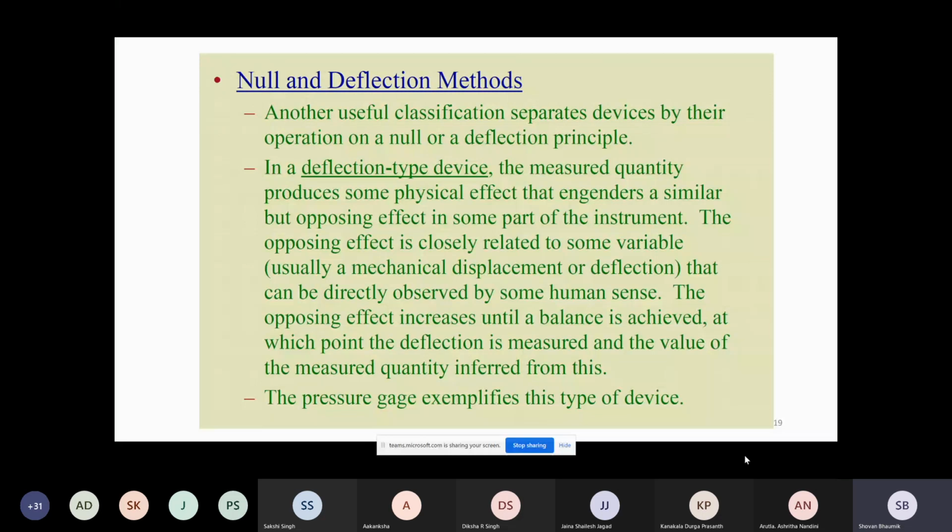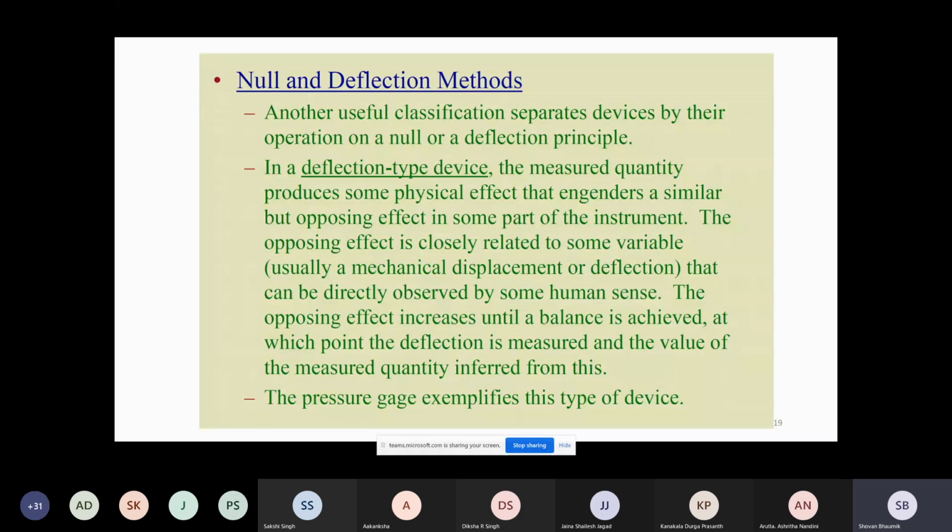Whenever you go to a grocery shop and there is a balance, suppose it is an old balance, not a digital balance, and there are two sides. On one side the shopkeeper puts the weight and on the other side the grocery items. On the top, he sees whether the balance is reaching the zero position. That means the pointer on the top. When it reaches the zero position, the weight he put on one side is the same as the weight of the groceries on the other side. This way he measures the weight.